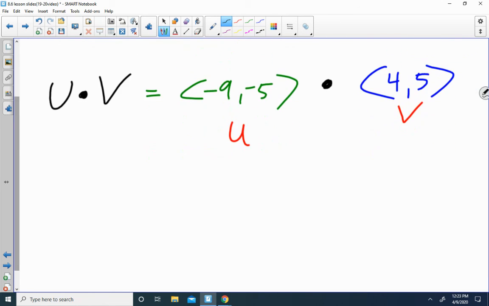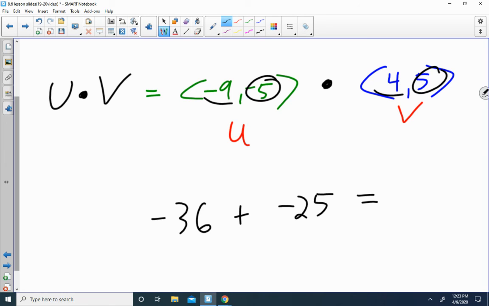So let's go ahead and do that. We multiply the first numbers first, so negative 9 times 4, which will give you negative 36. Then multiply the second numbers, negative 5 times 5, which will be negative 25. And once you have those two results, add them together, and you will have your dot product for u and v.